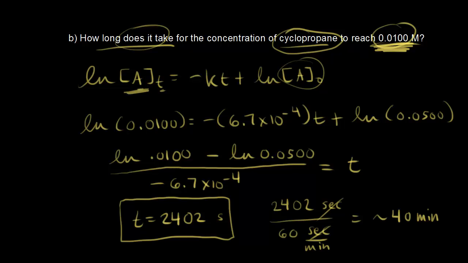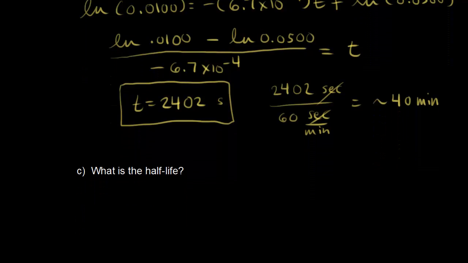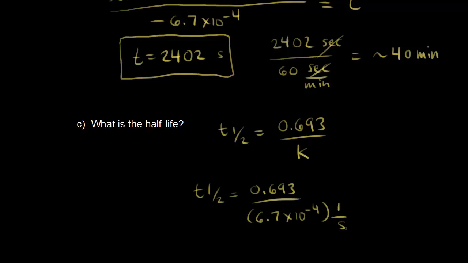All right, let's look at part C. In part C, they want us to find the half-life. Well, from the previous video, for a first order reaction, the half-life is equal to 0.693 divided by your rate constant k. And the rate constant for this reaction was 6.7 times 10 to the negative 4. So the half-life is equal to 0.693 divided by 6.7 times 10 to the negative 4. And this was 1 over seconds.